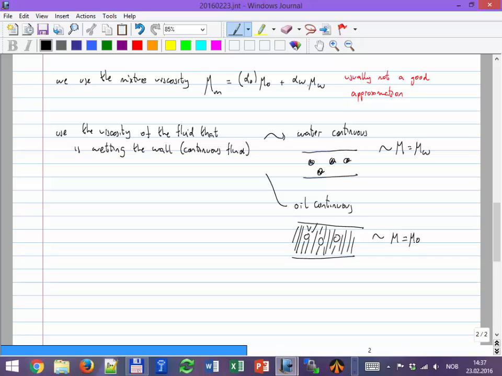And this is usually a good approximation when we are in the extremes, okay? If alpha oil is very high or alpha water is very high, if we have a lot of oil or a lot of water. But if we are somewhere in between, let's say 50-50, usually this is not a good approximation. And you will see very soon why.